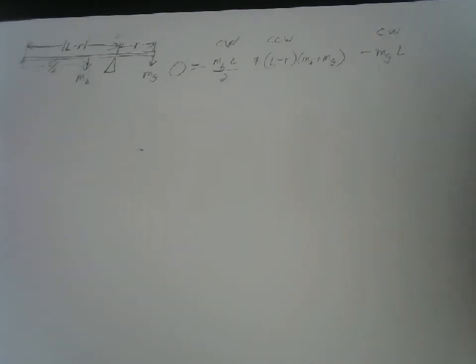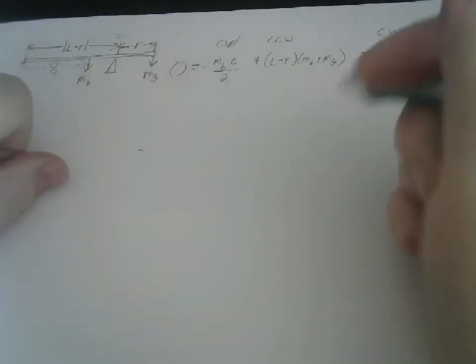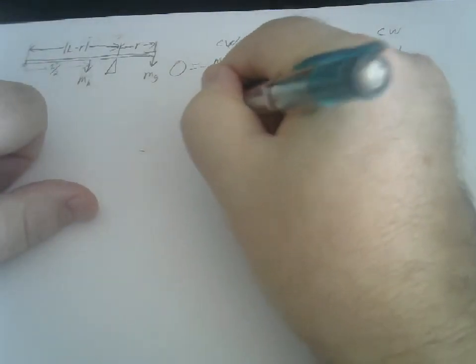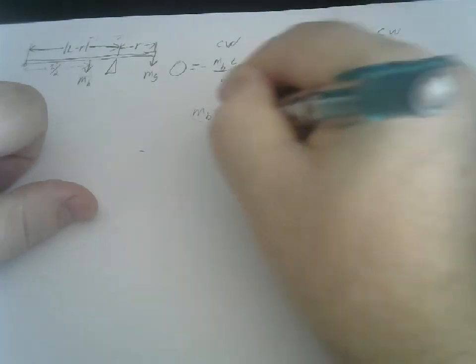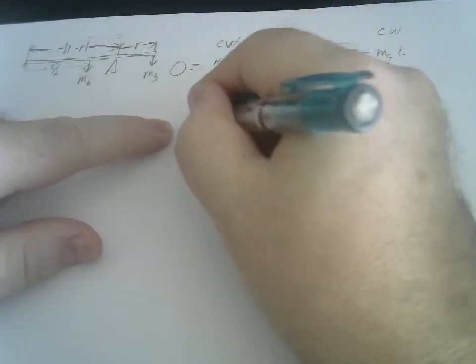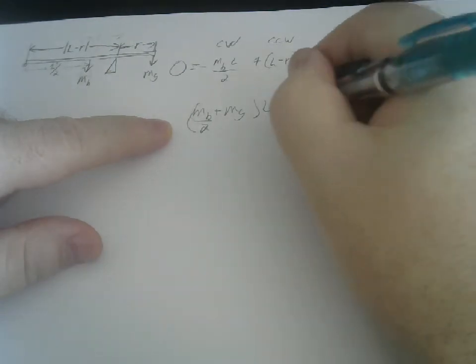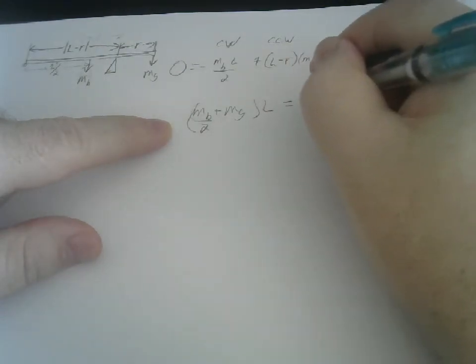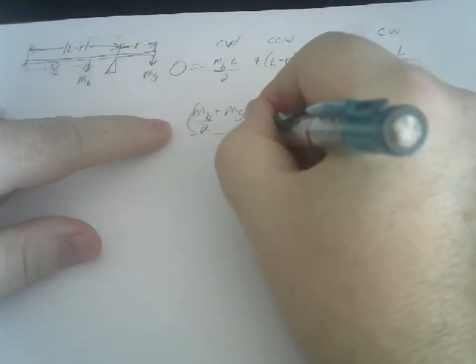Now we just need to solve that for R. And R is only used once here. I'll put m sub b plus m sub g times L over on this side. Oh, m sub b over 2 times L equals L minus R, and we'll divide by m sub b plus m sub g.